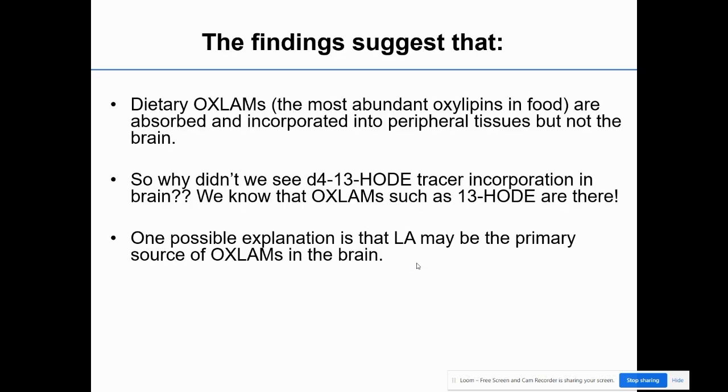So what does this mean? It simply means that dietary OXLAMs, which are the most abundant oxylipins in food, as I showed you before, are absorbed and incorporated into peripheral tissues, but not the brain.